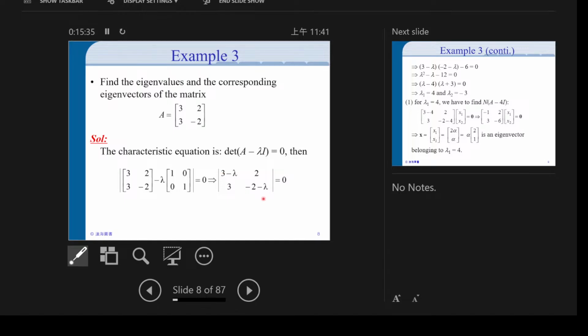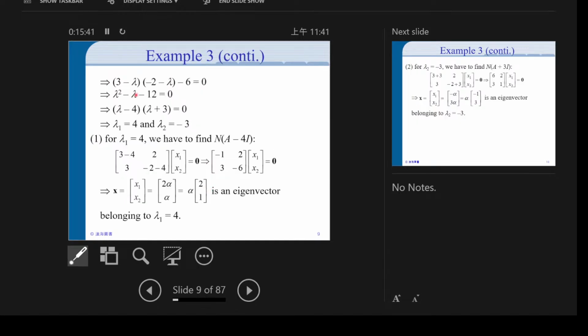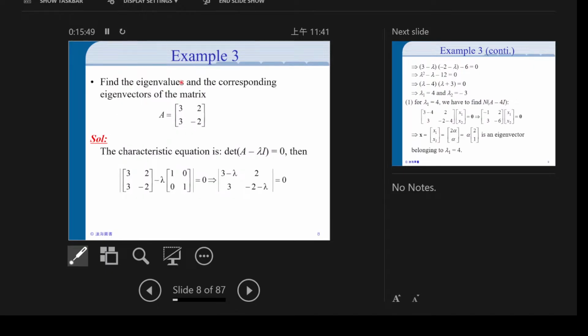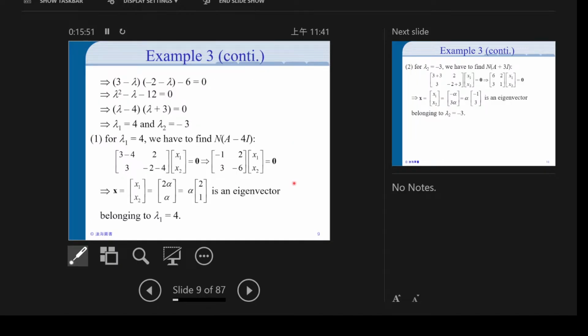The determinant of a 2 by 2 matrix is easy. You have this times this minus this times this. So (3 minus lambda) times (minus 3 minus lambda) minus this 3 times 2 equal to 0. Expand everything, and it should be lambda squared minus lambda minus 12 equals 0. So we have a polynomial here, and we solve for the roots of the polynomial.